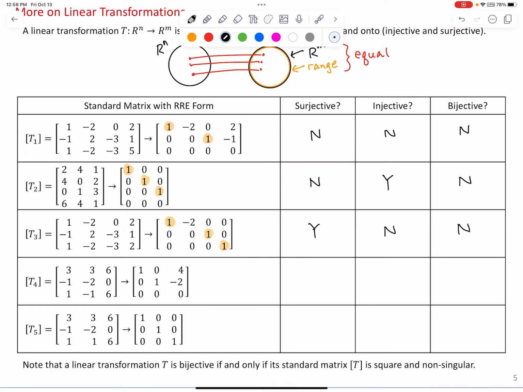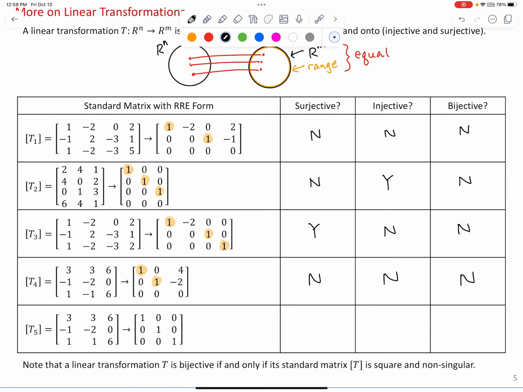T4 maps R3 to R3, so the codomain is R3. It has only two leading entries in the RRE form, so only two vectors in R3 will form the basis for the range. So the range will just be a plane in R3, which is not all of R3. So we do not have an onto or surjective transformation here. In order to span all of R3, we need three linearly independent vectors. Two alone will not cut it. Also, there would be a free variable when solving systems. So anytime we pick a vector B in the range, there will be infinitely many pre-images of B. So this is not injective, so not bijective.